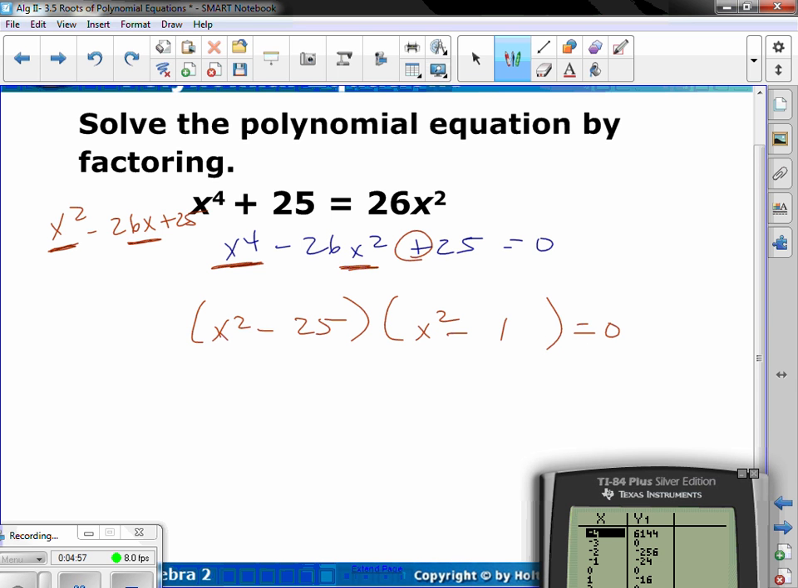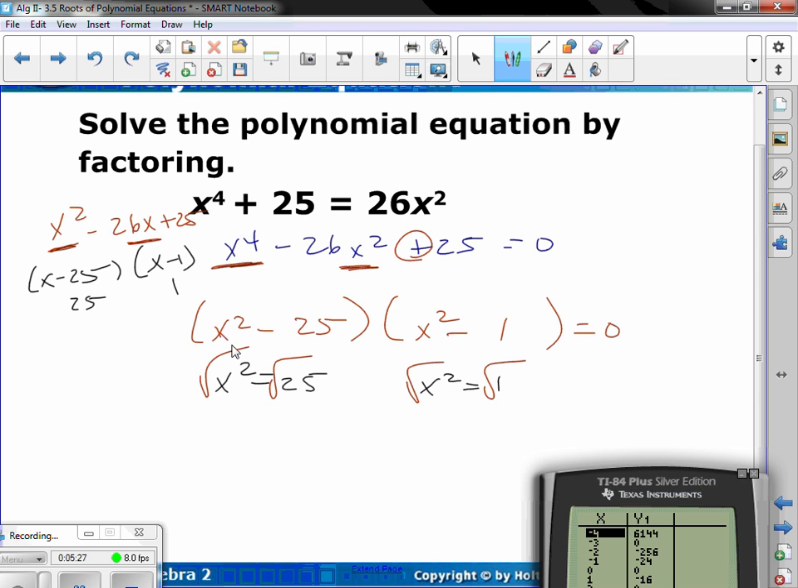Now, what this means here for my zeros. Normally on this one where it'd be x minus 25 and x minus 1, you'd say your zeros are 25 and 1. This has an x squared. This would mean x squared equals 25, x squared equals 1. How do I find out what x is? Square root. Take the square root. When I take the square root, x equals plus or minus 5. x equals plus or minus 1. Those are my zeros here.